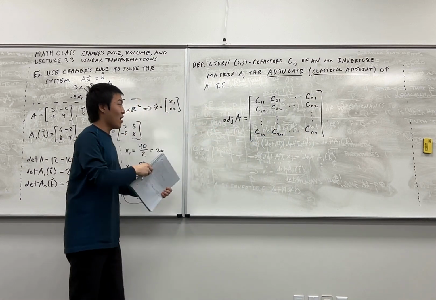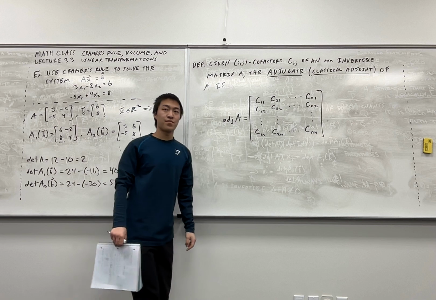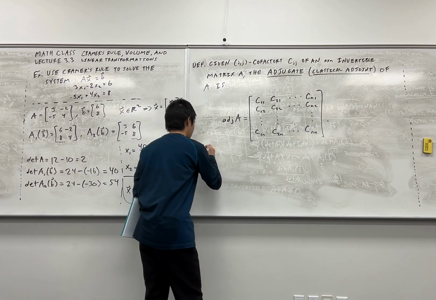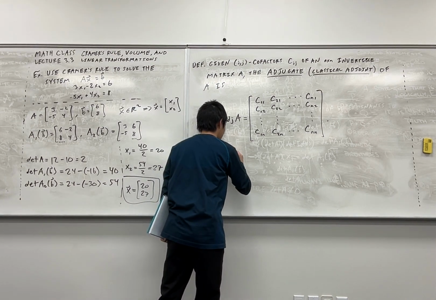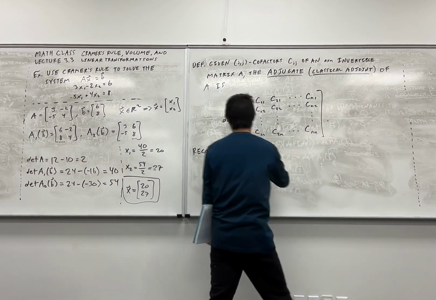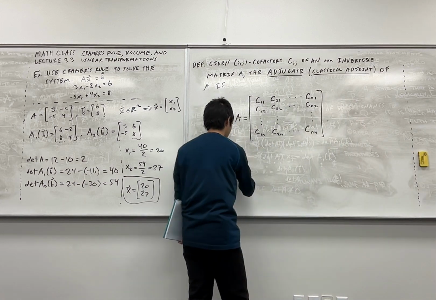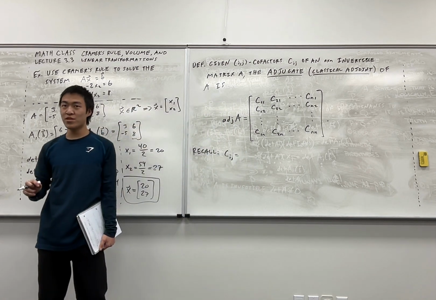Every single one of these capital C sub something something is an IJ cofactor. Recall that an IJ cofactor, Cij, actually has an explicit definition. I think we talked about that on Monday, yeah? Pretty sure. Do you guys have that? You remember it from your notes?